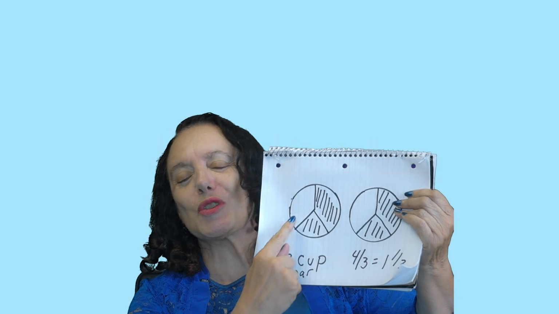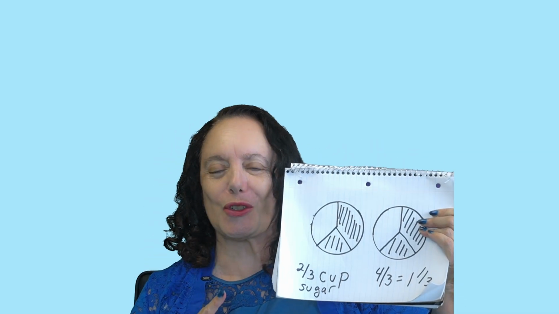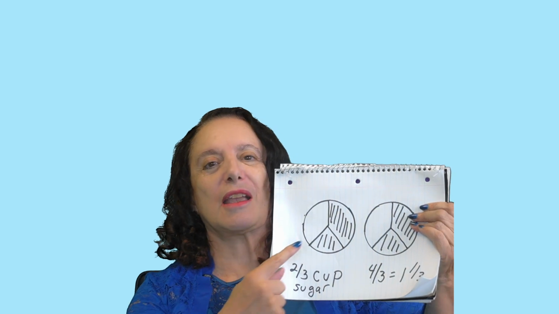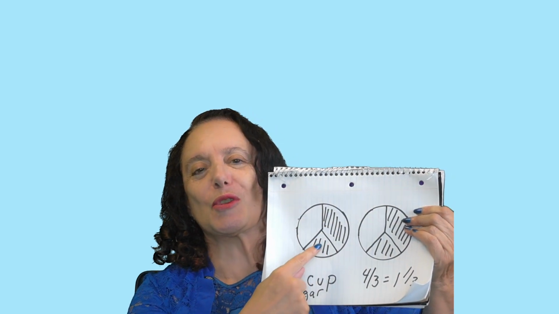For instance, let's say that we are going to have a lesson where we are baking cookies and we want to double the recipe. One of the ingredients is sugar. I would have the children draw circles. Draw your circles now, kids, and show me what 2/3 is. And so they will show me 2/3.